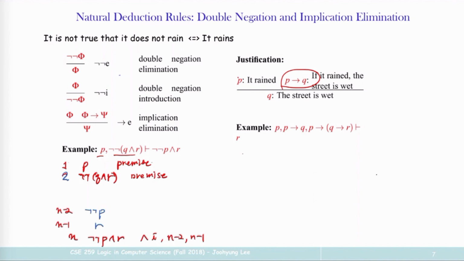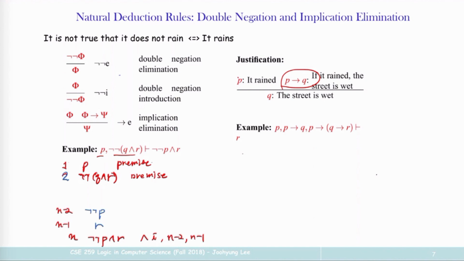So I wrote in blue because I don't know whether this is true or false yet. But if I happen to find out not P and R, then I'm done. So now your goal is to prove line n-2 or line n-1.